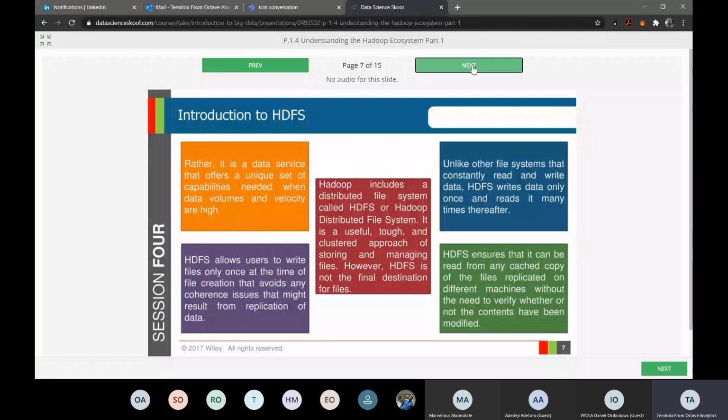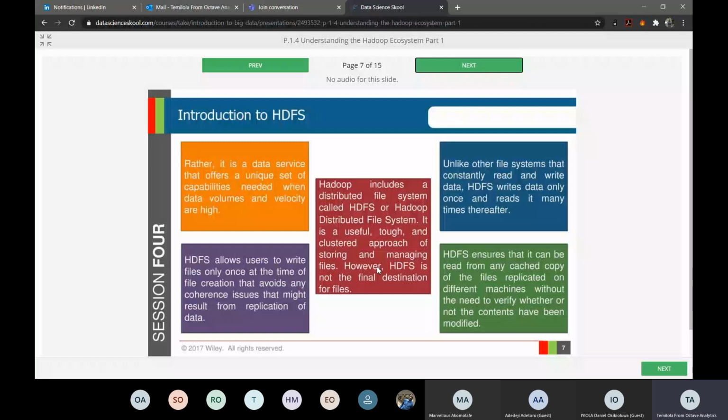So I'm going to talk about HDFS now. What is HDFS? HDFS, an acronym for Hadoop Distributed File System, is a data service that offers a unique set of capabilities needed when data volumes and velocities are high. HDFS allows users to write to a file only once at a time, at the time of creation, which avoids coherence issues that might result from replication of data.